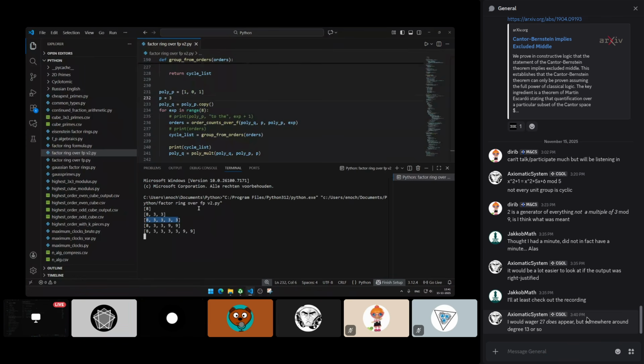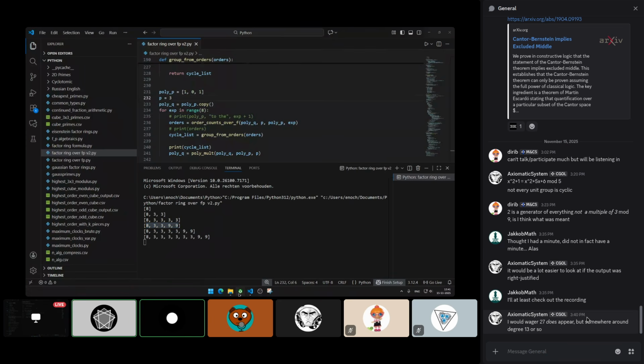I think so. Yeah, because if you... Oh wait, no, that one's not a subset of the next one. 3, 3, 3, 3 is a subset of 3, 3, 9, because a 3 cycle is a subset of a 9 cycle, right? Yes. I think because the structure of this is embedded in this one.